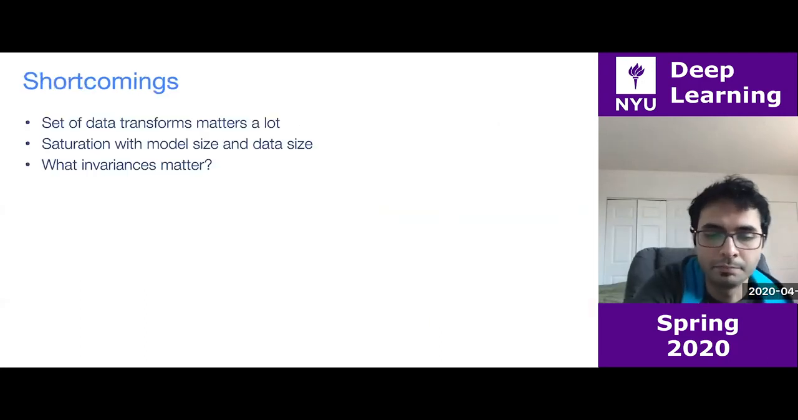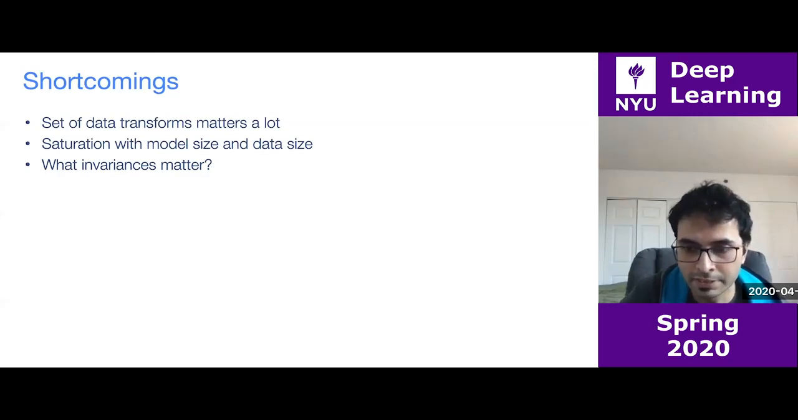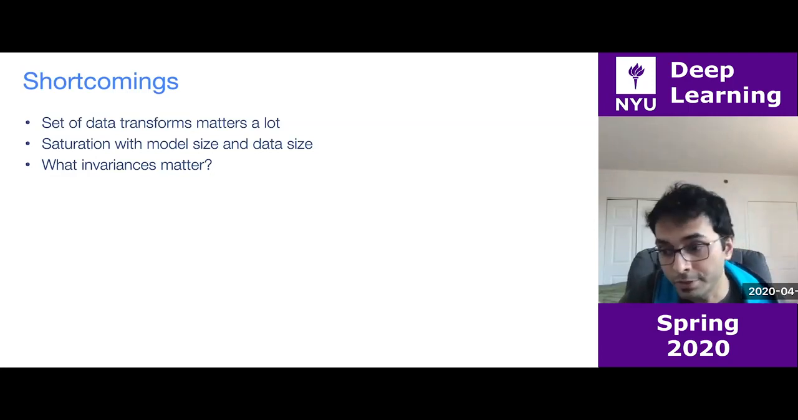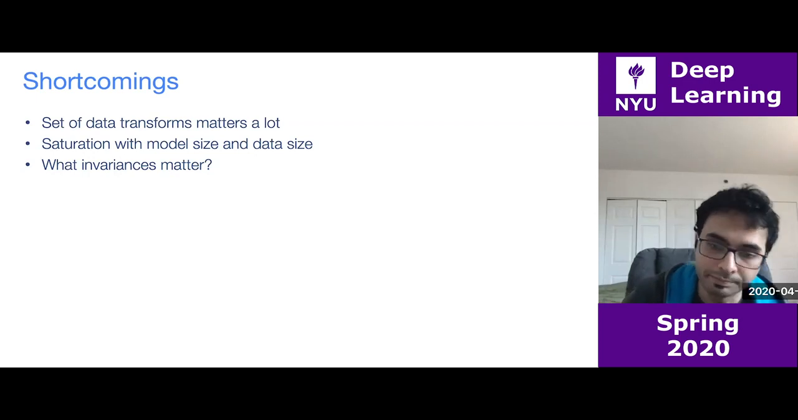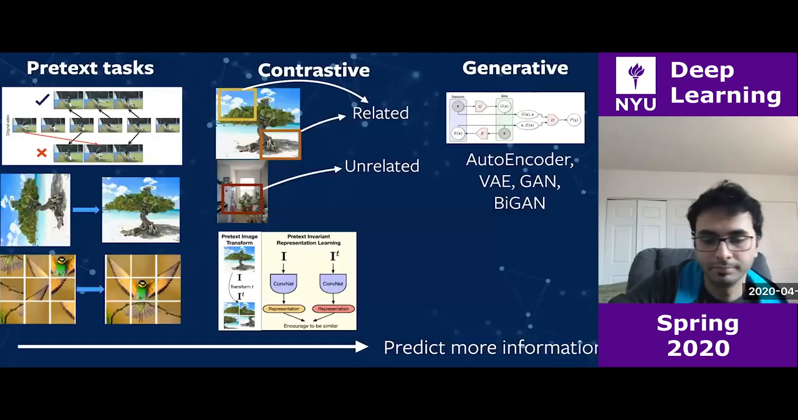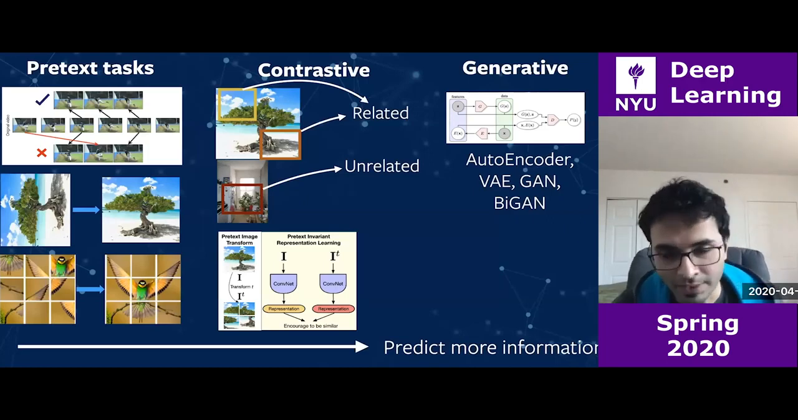There are some shortcomings, which is basically that we really do not understand what the set of data transforms is that matters. So Jigsaw works really well, but it's not very clear why this is happening. Some future work, or if you want to spend your spare cycles thinking about something, is really understanding what invariances really matter when you're trying to solve a supervised task. What invariances really matter for something like ImageNet? And that's it. So basically, predict more and more information and try to be as invariant as possible.